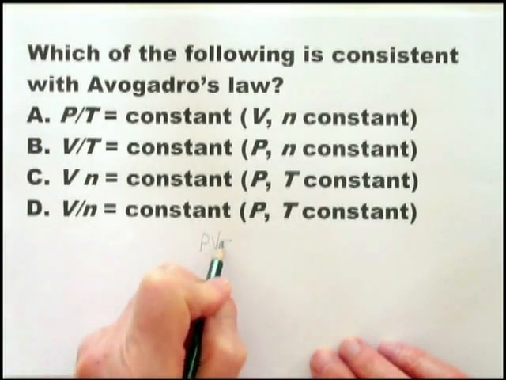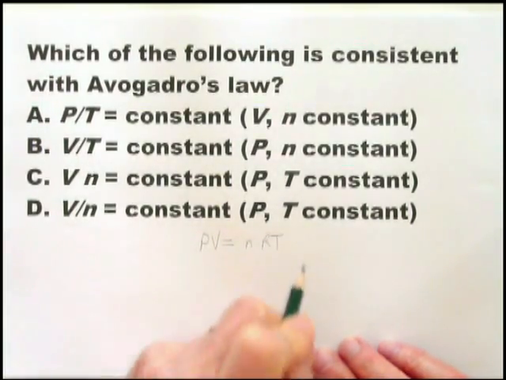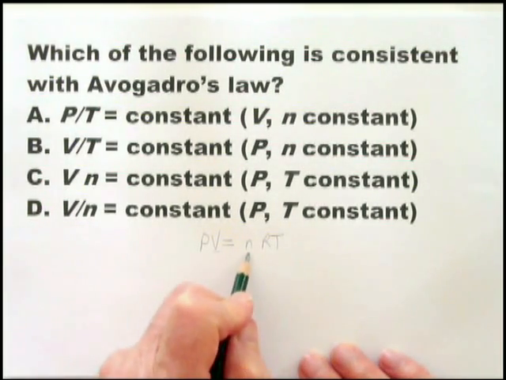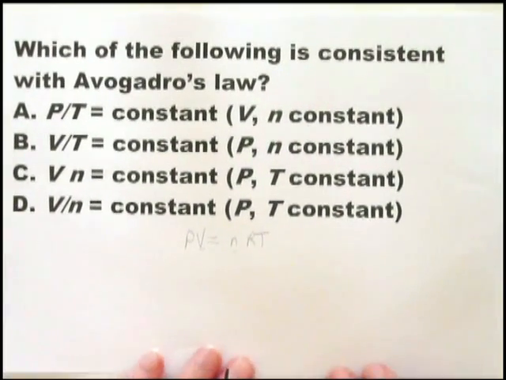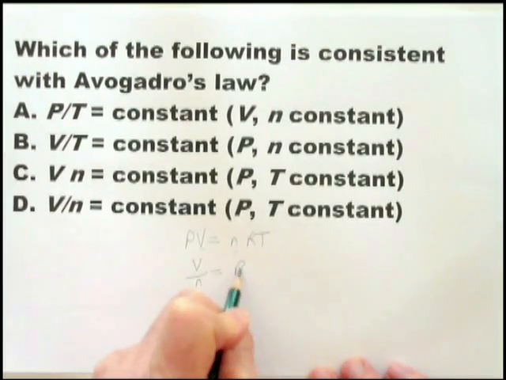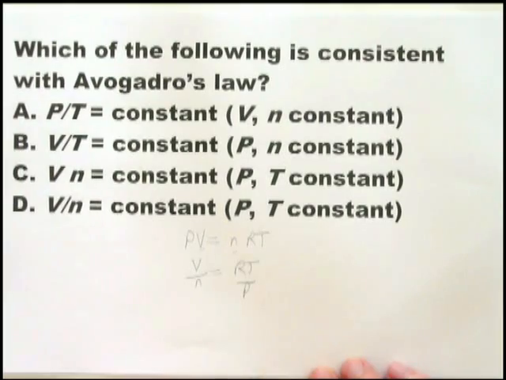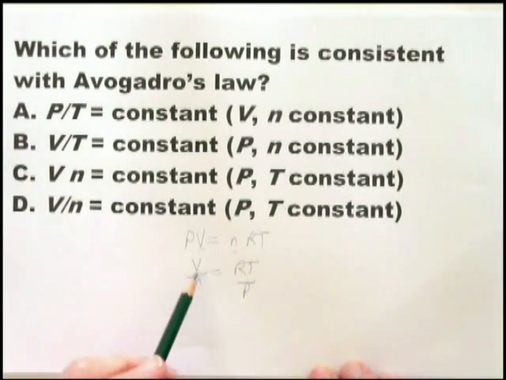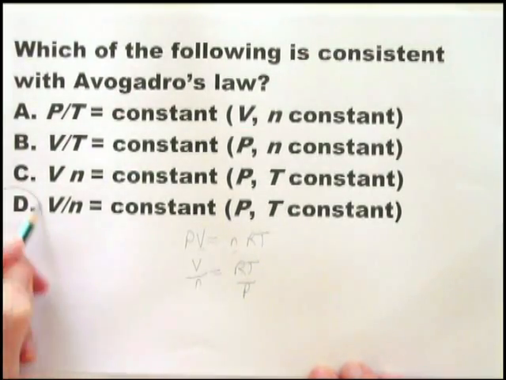This is the same. You start with PV equals nRT, and you think to yourself, what is Avogadro's law? Avogadro's law is the relationship between the volume of a gas and the number of moles. So it's just the volume and the number of moles. And therefore, you can see that V over n equals RT over P. And they say P and T are constant, R is a constant, so it's V over n. D.